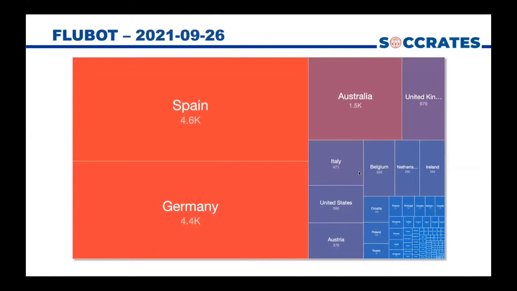Yes, a couple of days ago on the 26th, most infections were in Spain, Germany, Australia, but also many other places in Europe. And as we see, the US is also possibly going to be more of a region of interest as well.